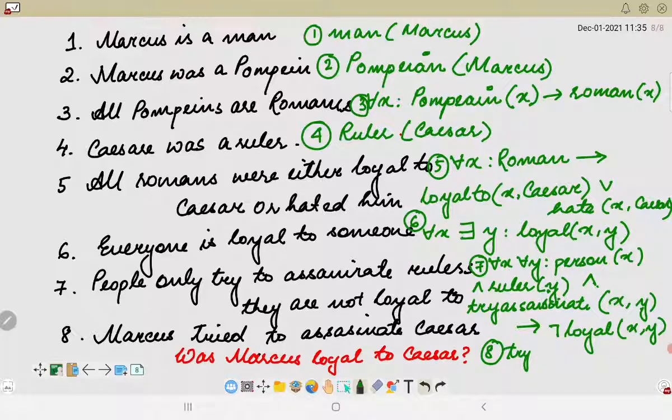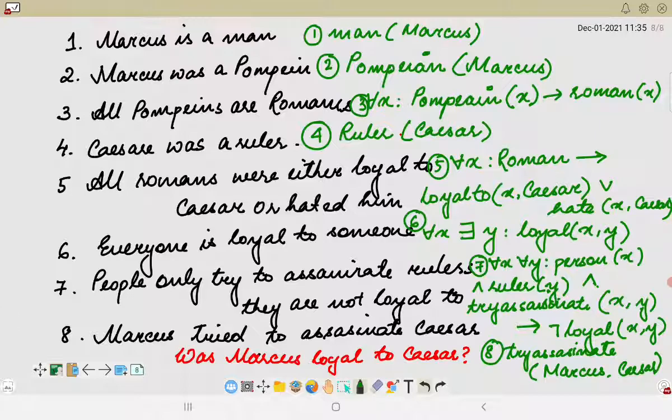Try assassinate Marcus will try to assassinate Caesar. Okay, so Marcus will try to assassinate Caesar. So this is the final important representation that we have.